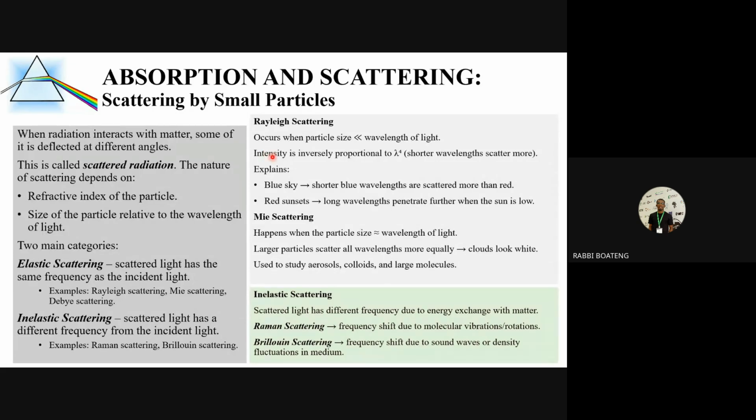Is that okay? Meaning there will be more scattering. So blue light will tend to scatter much more than, relatively, what? Red light, because of their inverse proportionality. Is that okay? So shorter wavelengths will have more intensity scattered than the longer wavelength.